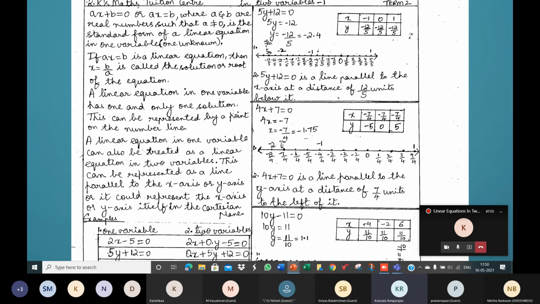Take the LHS of the equation, x plus 2. Instead of x, use minus 2. So minus 2 plus 2 is 0. What's the RHS? 0. When we say the equation is satisfied, it means the LHS is equal to the RHS.